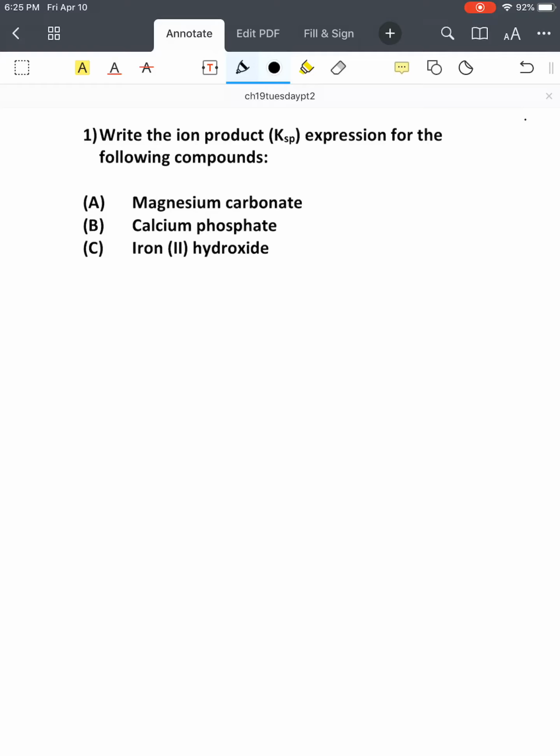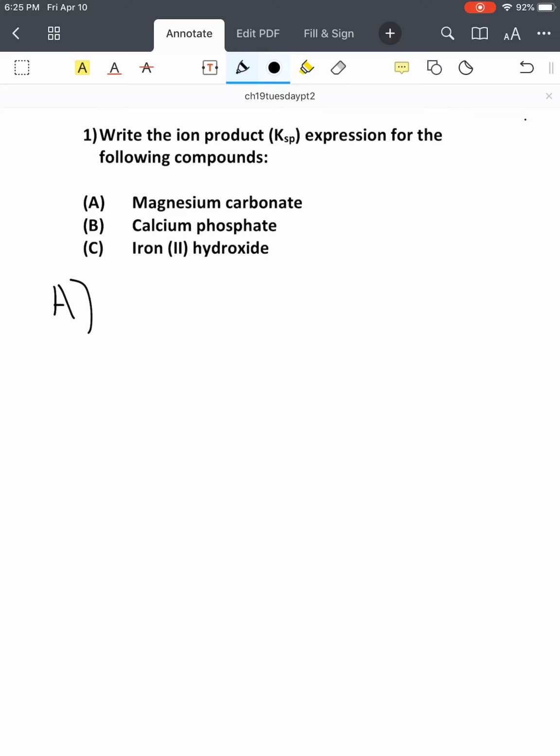Problem number one here for the second half of chapter 19 asks us to write the KSP expression for the following compounds. So writing the KSP expression is really absolutely crucial to your success in this part of the chapter. We're going to do it for 3 different compounds. We'll get 3 different answers, one for each compound.